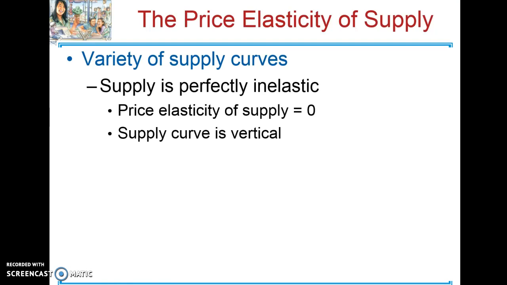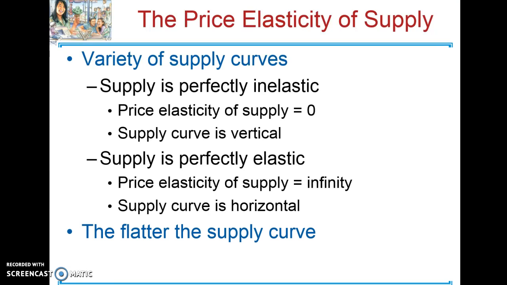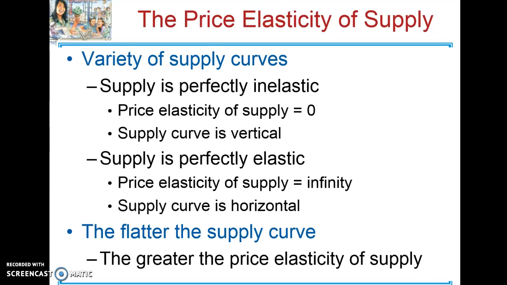If supply is perfectly inelastic, the price elasticity of supply would equal 0 and the supply curve would be vertical. If the supply curve is perfectly elastic, the price elasticity of supply would be infinite and the supply curve would be horizontal. So the flatter the supply curve, the greater the price elasticity of supply.